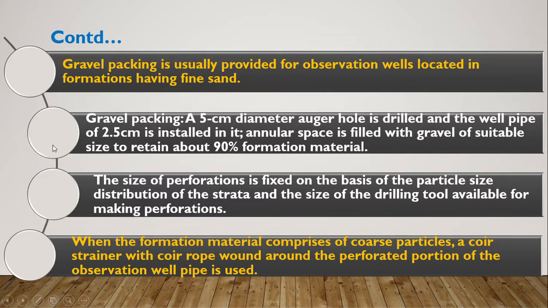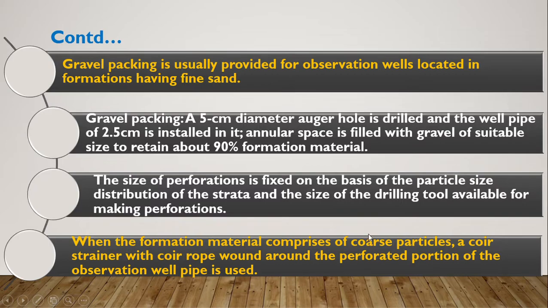For that purpose, if we need a 2.5 centimeter observation well, we will first dig a hole of 5 centimeter. We will insert this 2.5 centimeter pipe into it. Now, there is an annular space between this pipe and the hole. This annular space will be filled with gravel to retain about 90% of formation material. So, this is the process of providing a gravel pack.